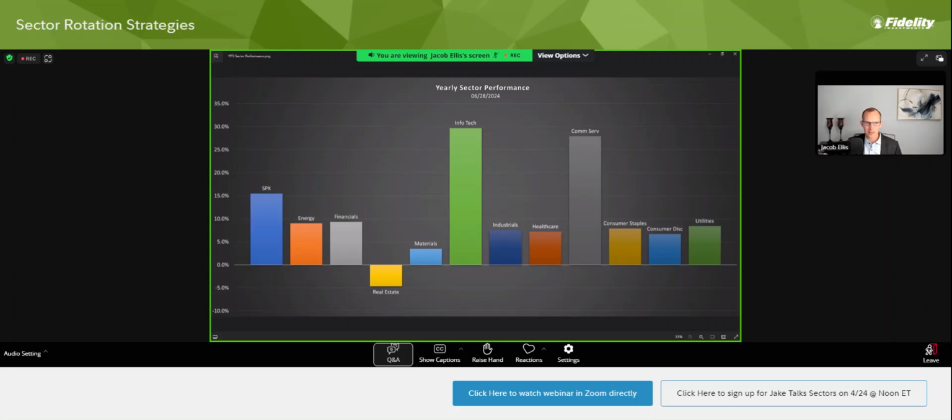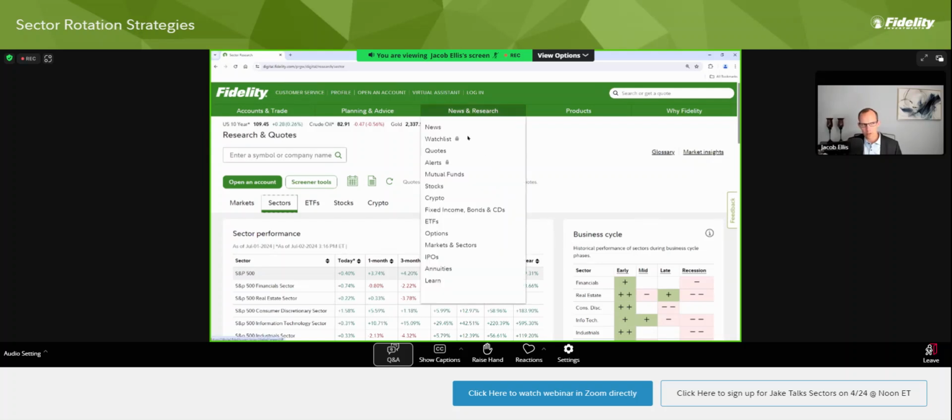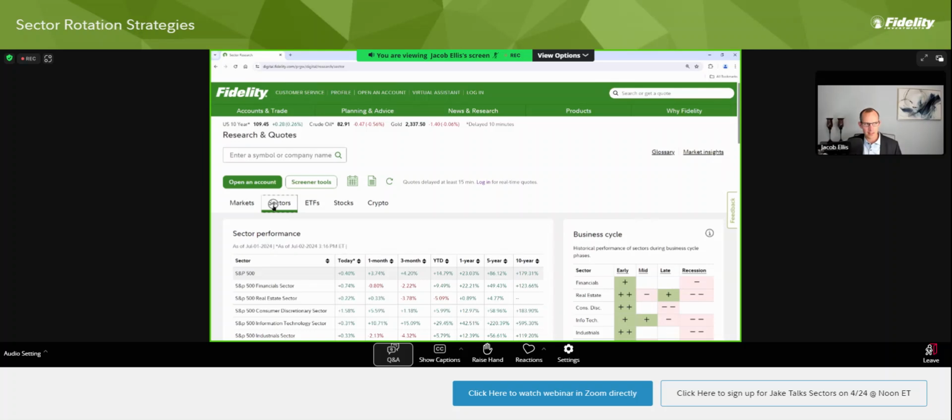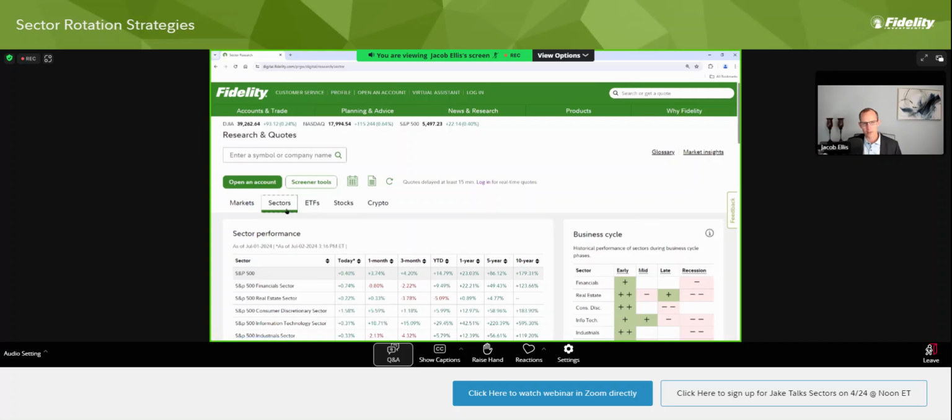Well, if we come back to Fidelity.com, for those of you who are wondering how we got to this page: news and research, markets and sectors, one further click on the sectors tab.